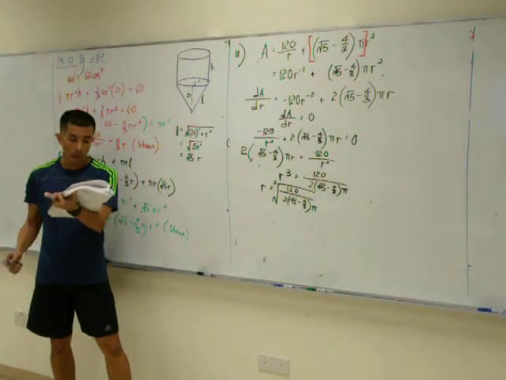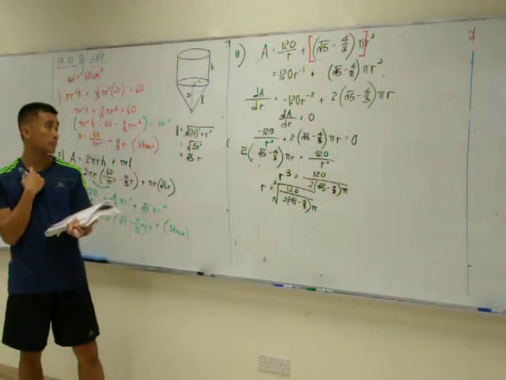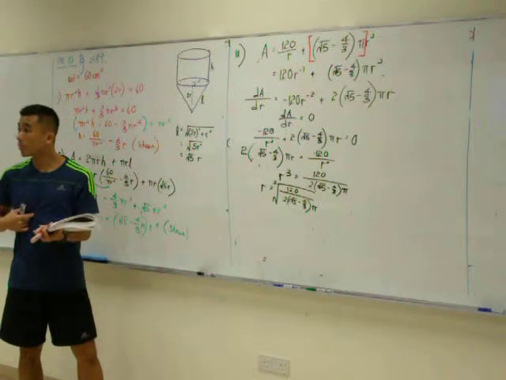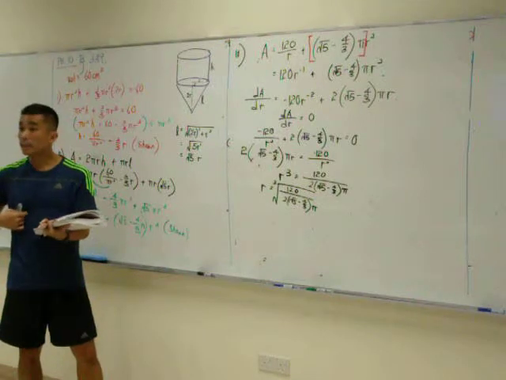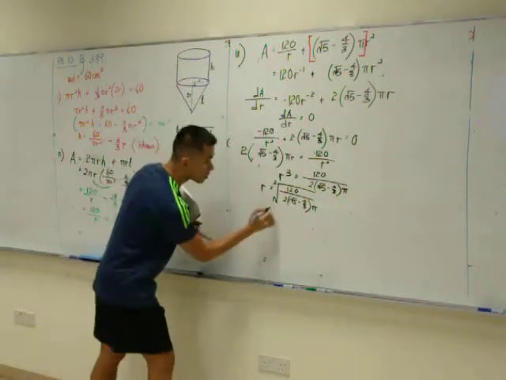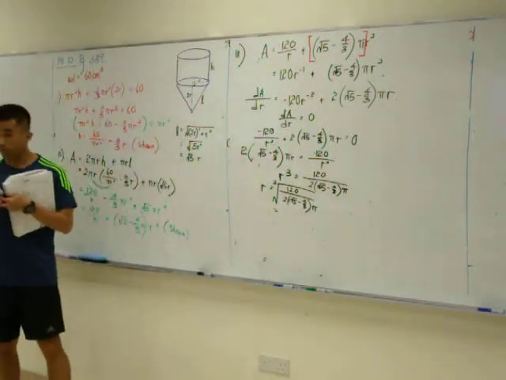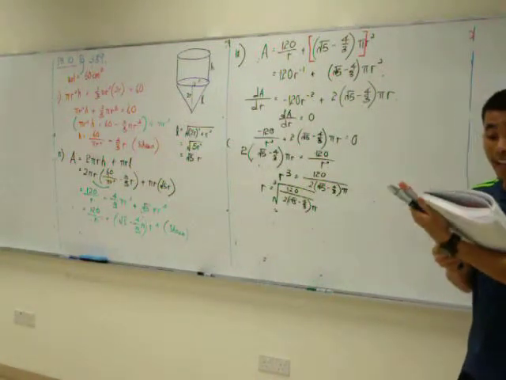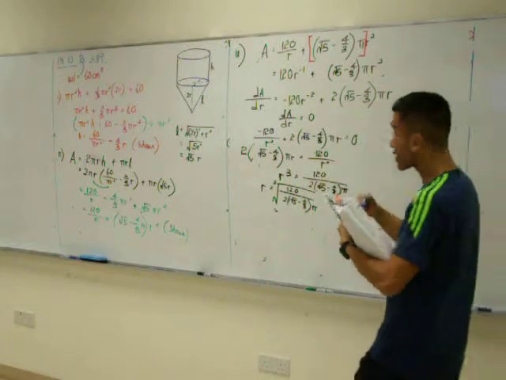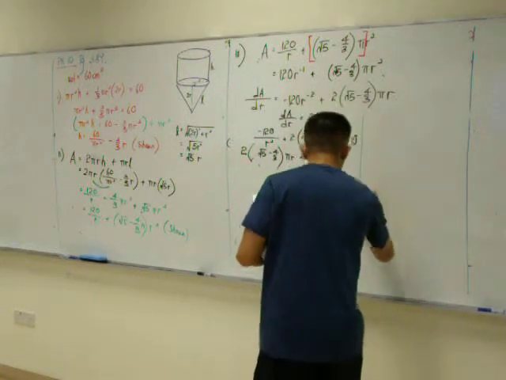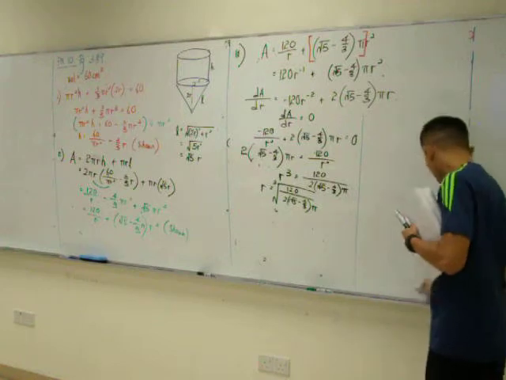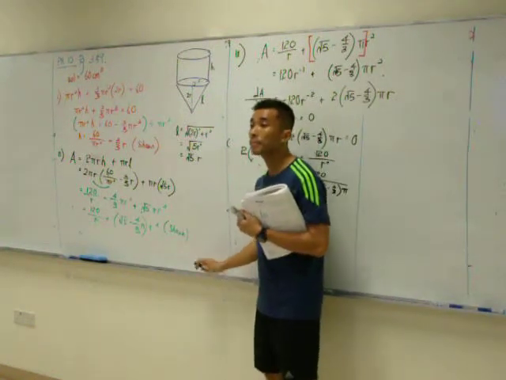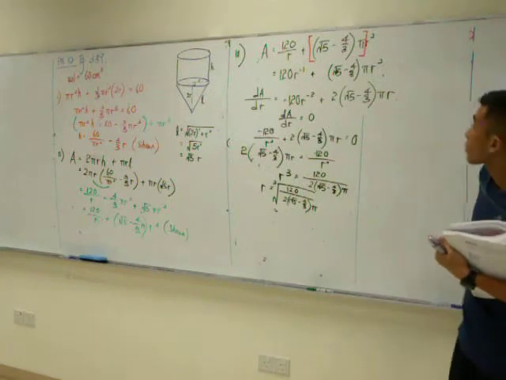Okay? Now, is this done? Is this done? You press the answer. But are we done? What else must we continue doing? Determine whether the stationary value A is maximum or minimum. How? How to determine whether it is maximum or minimum?